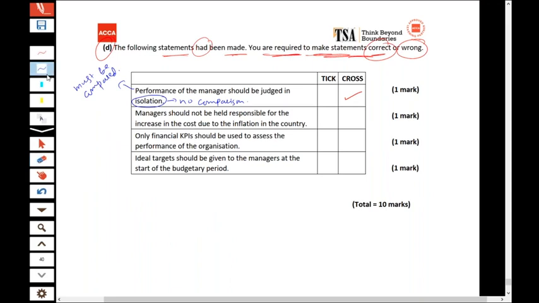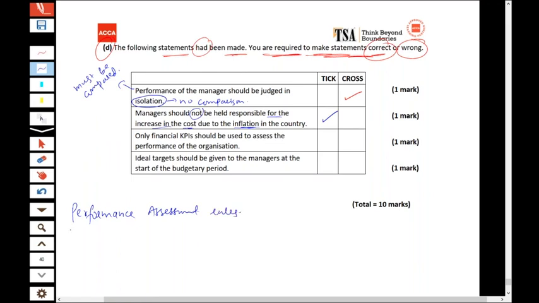See what I am writing, a few things at the bottom of this page. Just wait 2 minutes. Number two, managers should not be held responsible for the increase in the cost due to inflation in the country. Yes, it's inflation. It's an uncontrollable factor. I am writing a few things for the performance assessment rules.